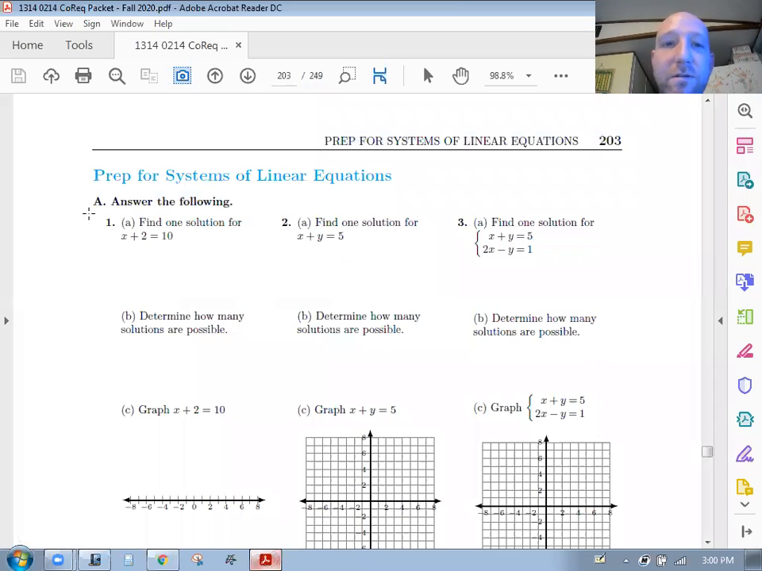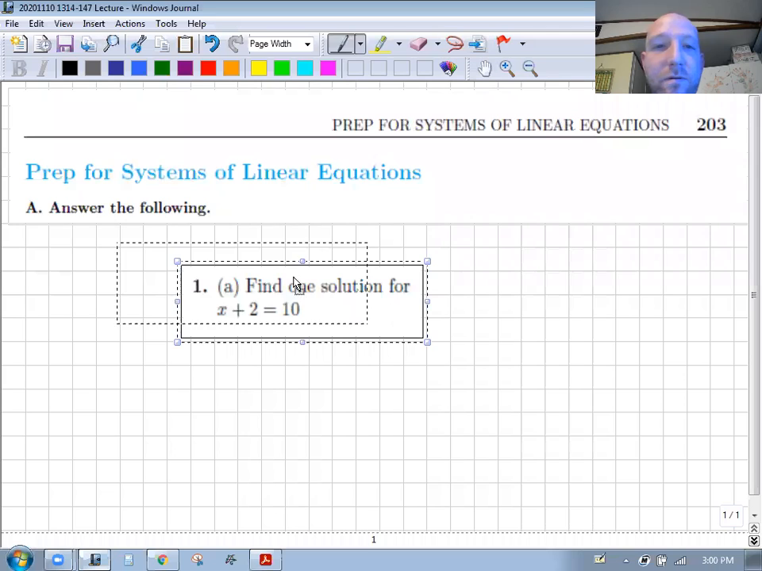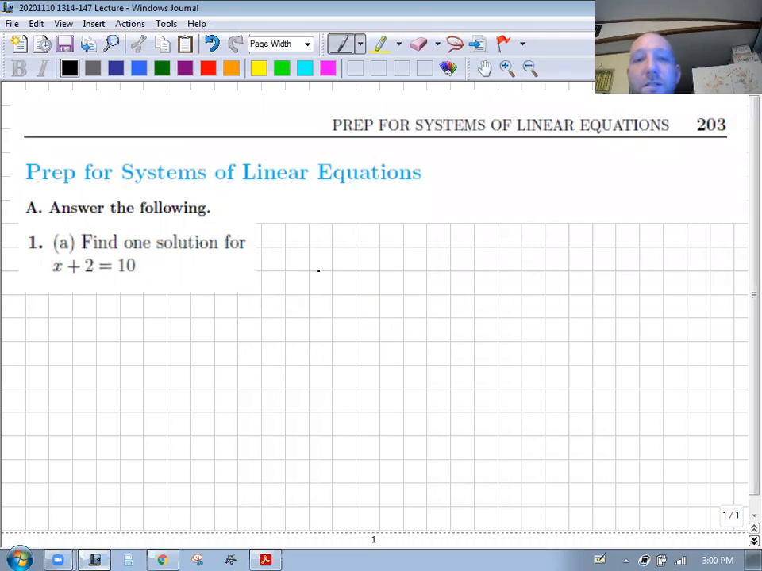They want us to answer the following questions. So here's a simple equation. There's one unknown, or one variable. They want us to find one solution. If we subtract 2 from both sides, we get x equals 8.